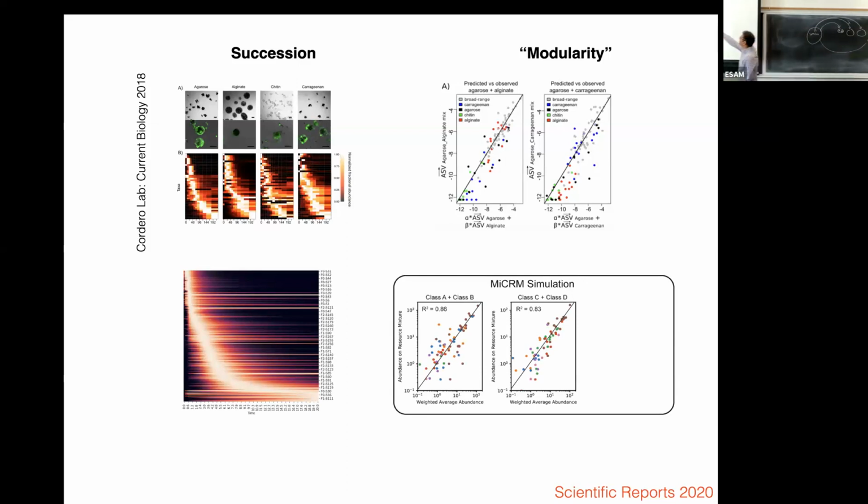As long as you start with a simple environment, right? The important point of these things is they have a single carbon source, so they're a simple environment. If you have a simple environment, even without any structure, you're always gonna get succession. It's only when I have a really complicated environment that you don't get succession. So now you can say that's kind of obvious.